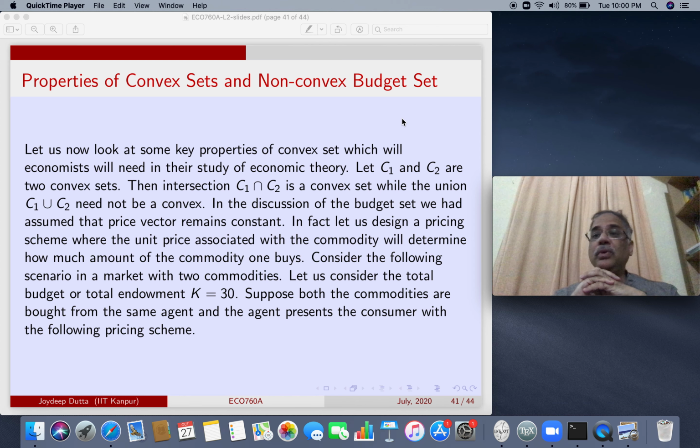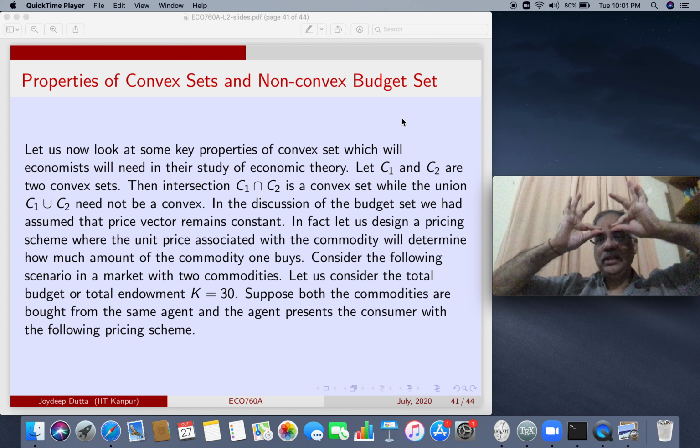Dear friends, today we are going to learn about two simple properties of convex sets, and we are going to link them with something called a non-convex budget set in economics. It's a plain and simple thing to prove that if C1 and C2 are two convex sets, then C1 intersection C2 is convex. Now you can actually prove that for an arbitrary family of convex sets, the intersection is convex. While if you take the union of two convex sets, they need not be convex.